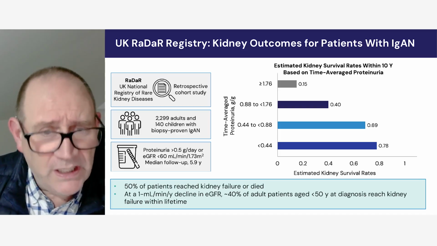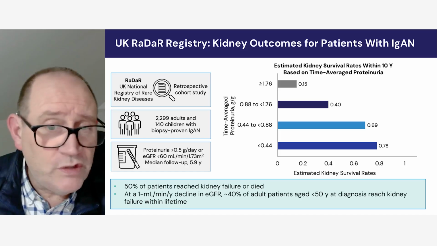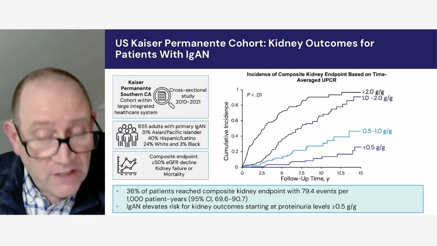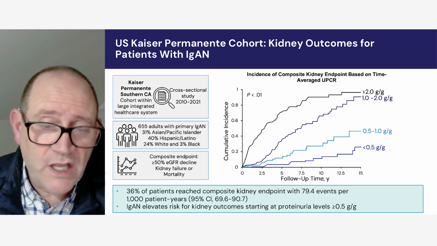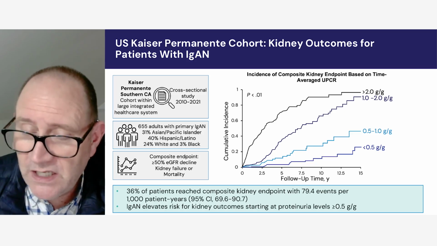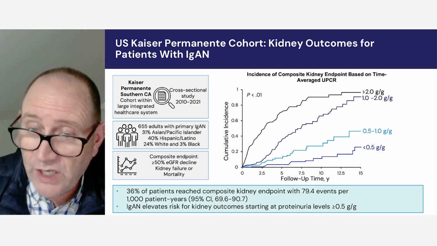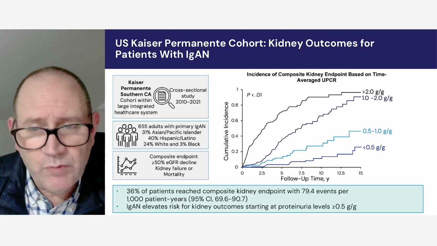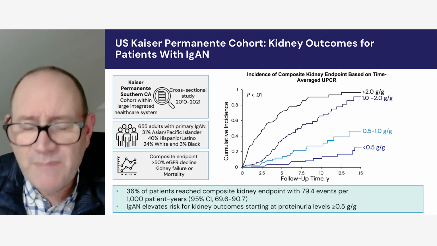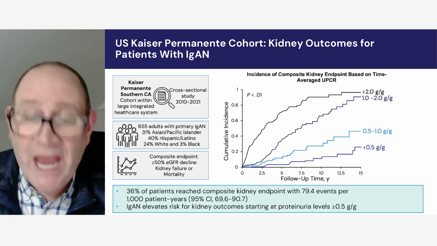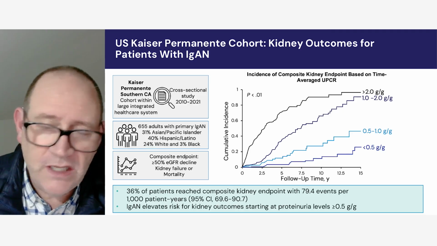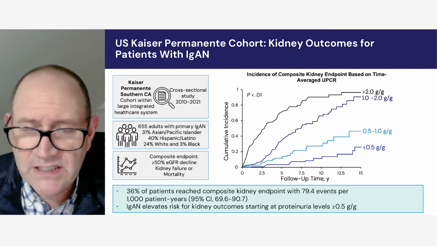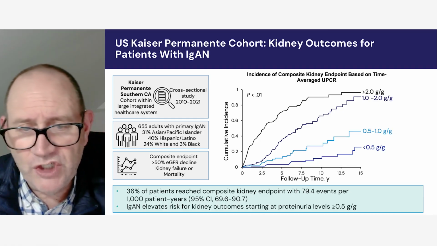And importantly, these data are not peculiar to the United Kingdom. If we look now at some data from John Sim from the Kaiser Group in Southern California, outcomes were just as bad in his population as they were for our UK population. And interestingly, in this study, there was a significant proportion of patients who were Hispanic or Latino. And we don't have those populations of patients in the UK, but here for the very first time, we were able to see the very poor outcomes in Hispanic and Latino patients with IgA nephropathy.